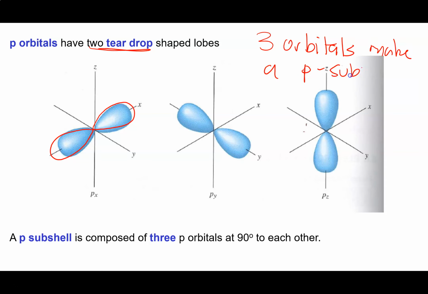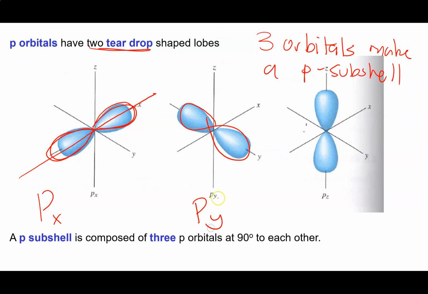Each of them are at 90 degrees to each other, and each of them has this characteristic shape of being composed of two teardrop-shaped lobes. So there's going to be one orbital along the x-axis, we call that px. There's going to be one of these orbitals along the y-axis, we call that py, and then there's going to be one of these orbitals along the z-axis, we call that pz. So they're at 90 degrees to each other, and you can put 2 electrons in each of these orbitals. So the total number of electrons that can go in your p subshell is going to be 6 electrons.